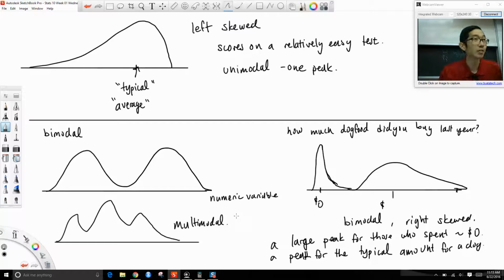You know, how many years of schooling have you had? There might be a peak for people who graduated high school, another peak for people with 4-year degrees, and another peak for, I don't know, people with longer, more education and things like that. Okay. So this is just different shapes of numeric distributions.